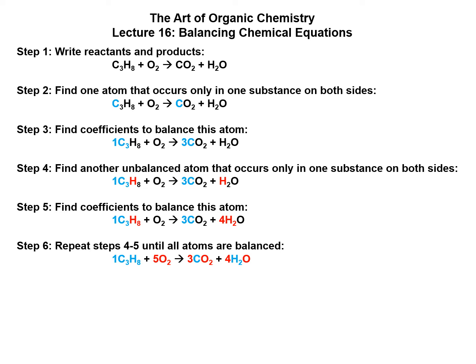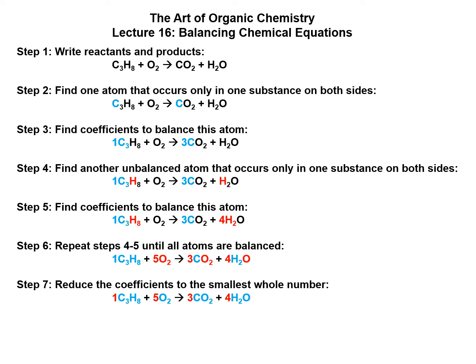Here we have 3 carbons on the left, 8 hydrogens on the left, 10 oxygens on the left. We also have 3 carbons on the right, 6 oxygens on the right, 8 hydrogens on the right, plus another 4 oxygens. 4 plus 6 is 10 for the oxygens, which balances because we have 5 O2s on the left side. So we reduce the coefficients to the smallest whole number. Since we have one propane molecule, we cannot reduce it any further. So the coefficients remain 1, 5, 3, and 4.